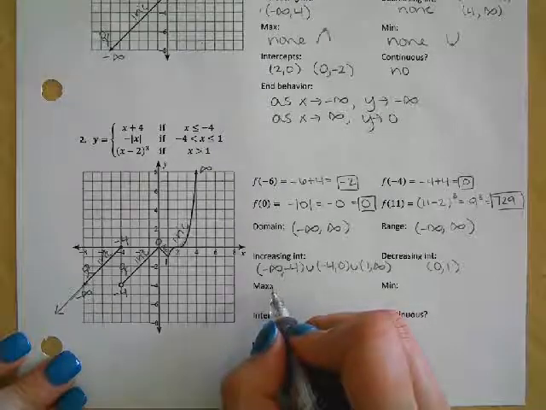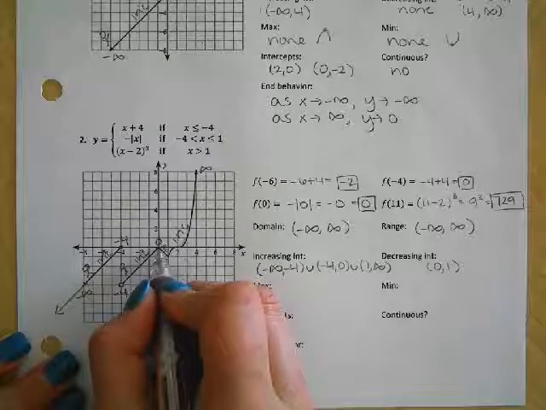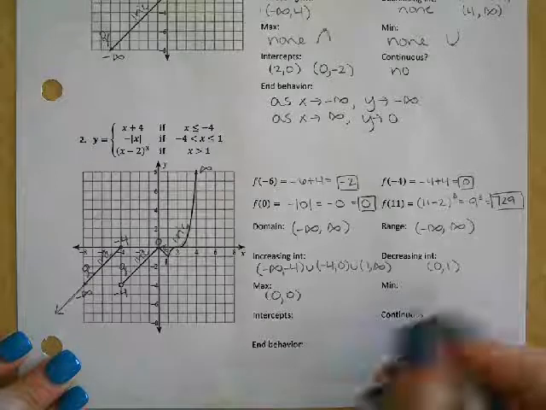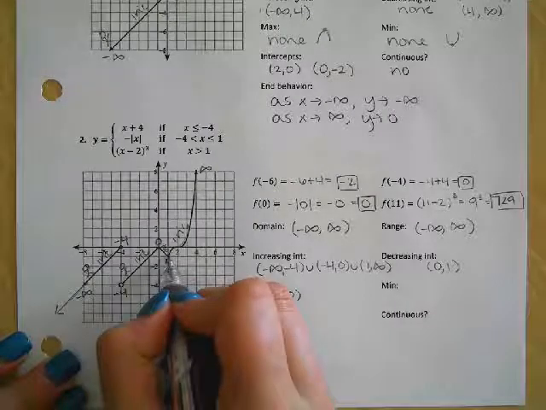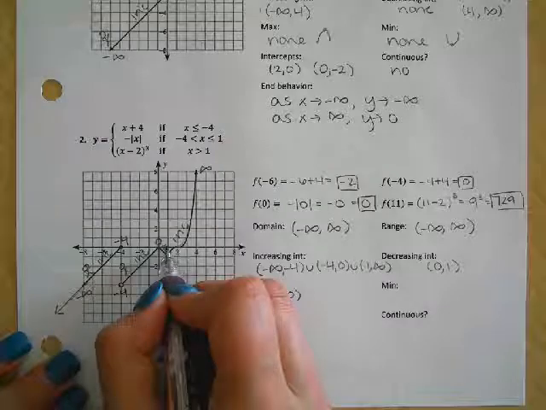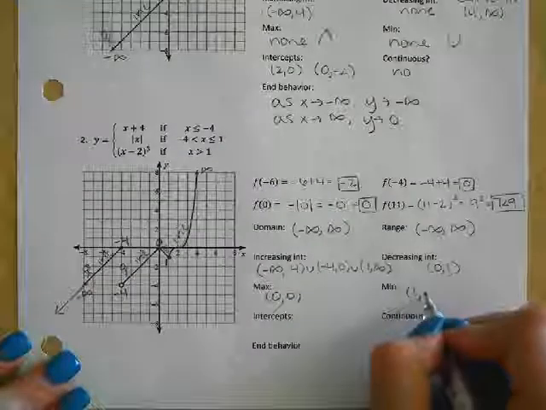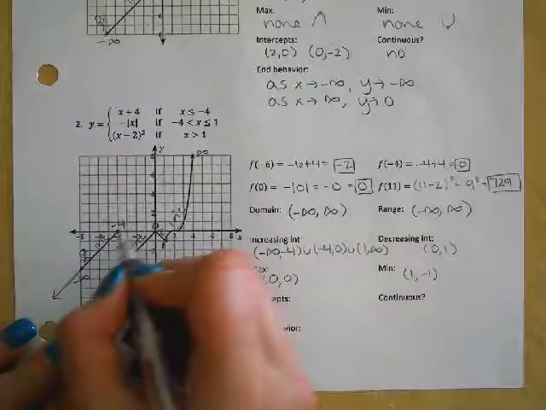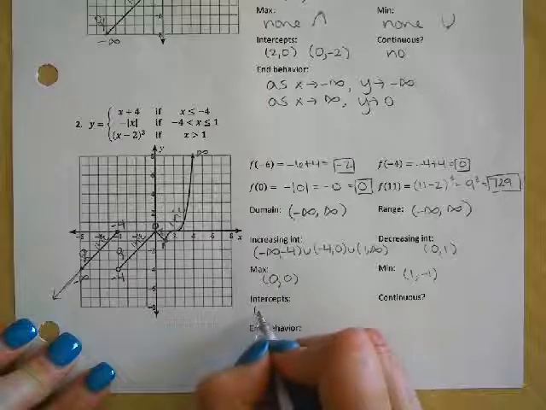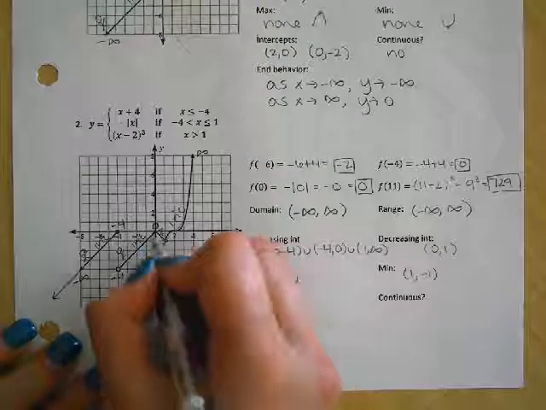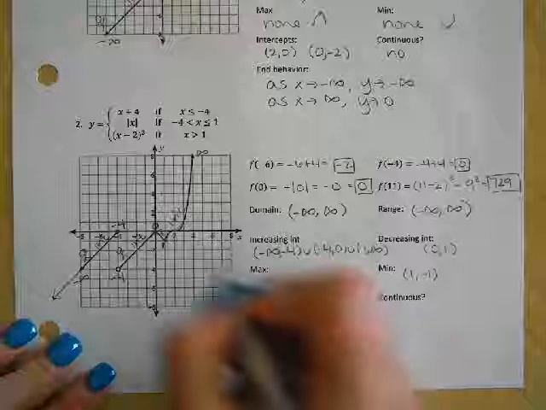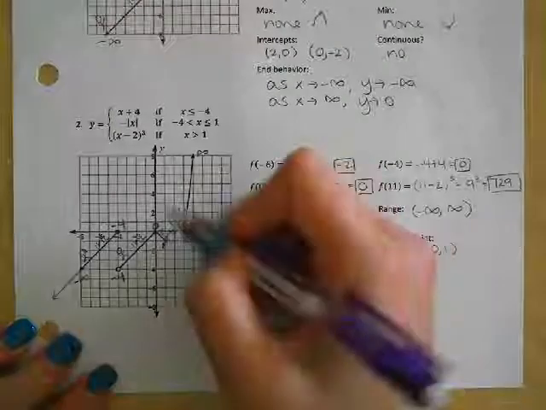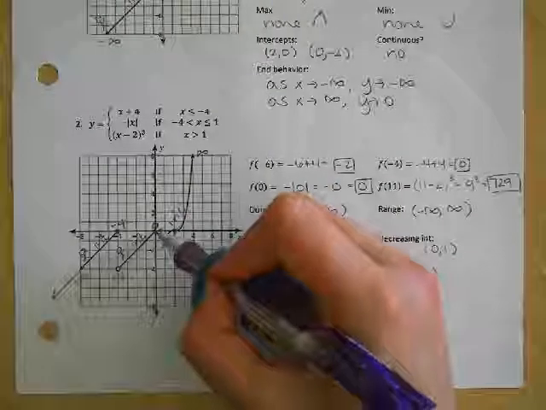This graph does have a max. It has a little high point right here. And so we have a max at 0, 0. The graph also has a min. We have a little low point right here. The min is right 1, down 1. So 1, negative 1. We have a couple intercepts. I can see an intercept at negative 4, 0, 0, and then positive 2. On the y-axis, we have an intercept of 0, 0, but I already wrote that one down.